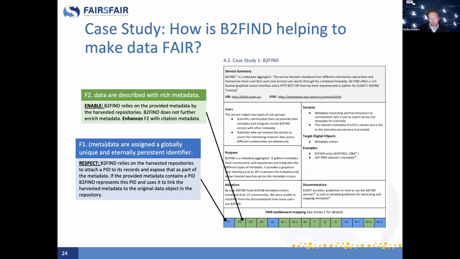So this is by no means meant to be normative around the services themselves. We really did this analysis and presented the results to show the methodology and get feedback on, is this a good way to do this kind of mapping, of figuring out, is this service really enabling, respecting, or in some case, reducing the level of fairness of the digital objects that it operates on.